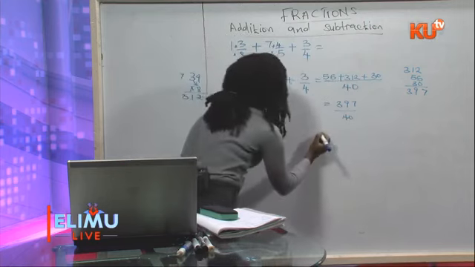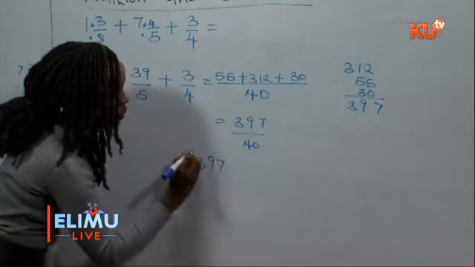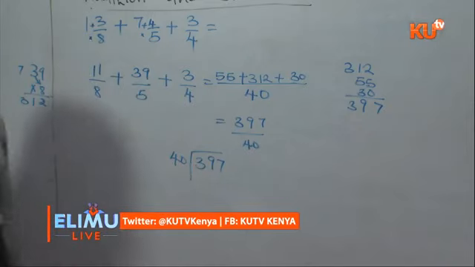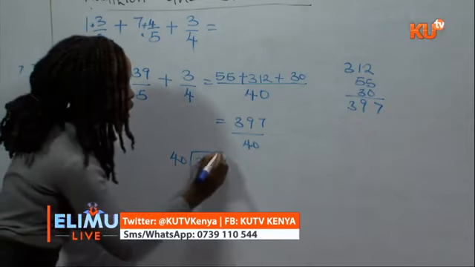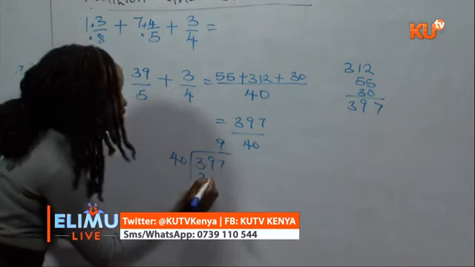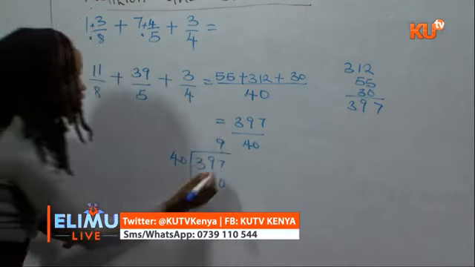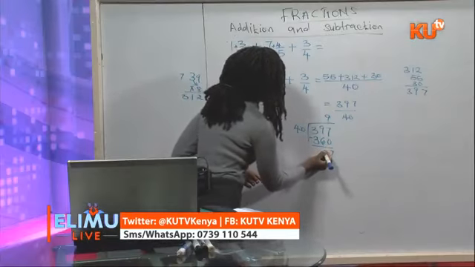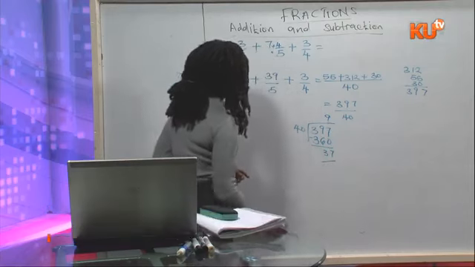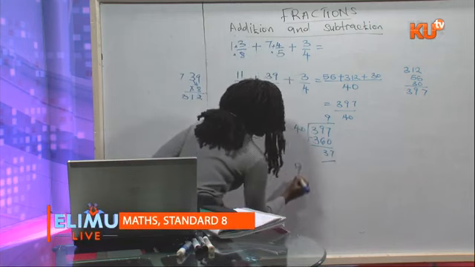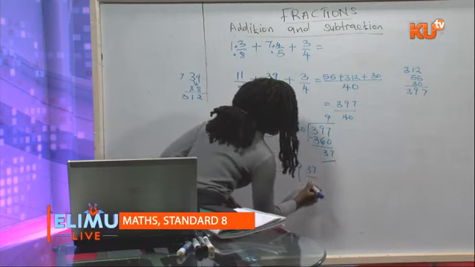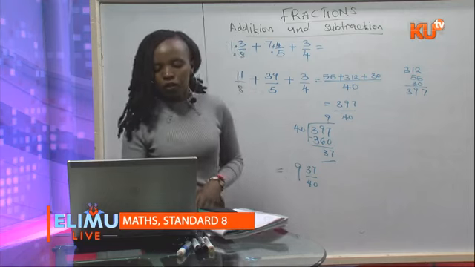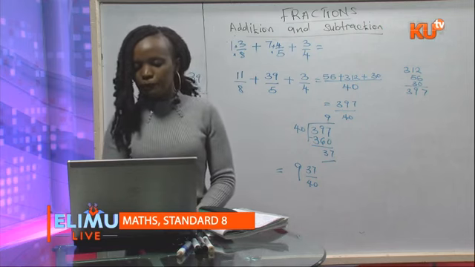We change to a mixed fraction, and we do that through division. This is 40 into 397. When you take 40 times 9, you get 360. And then you subtract. 7 minus 0 is 7. 9 minus 6 is 3. So the answer is going to be 9 and 37 over 40. 9 and 37 over 40. So that's another example.